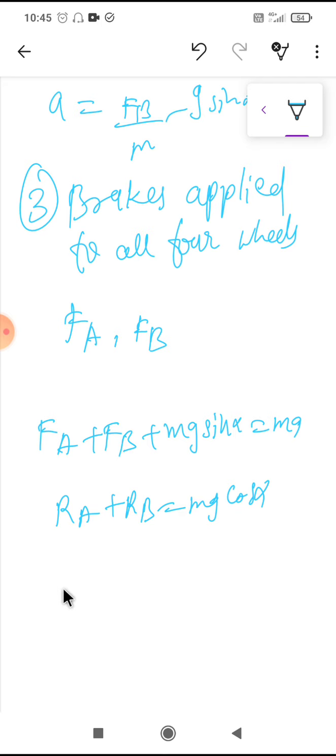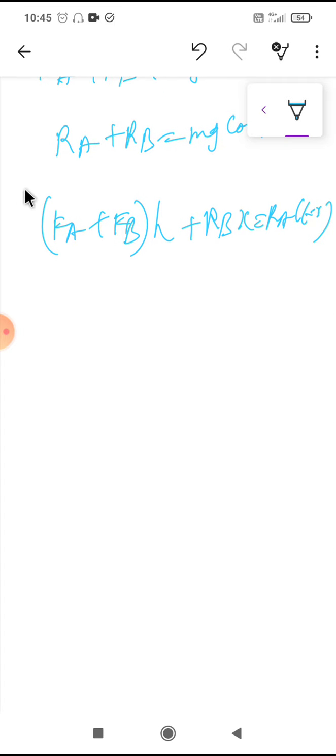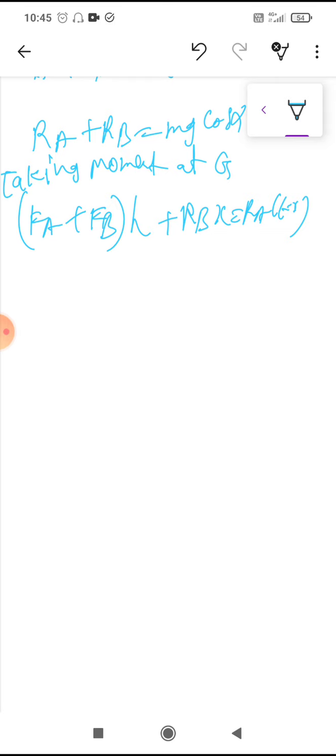Here, same case, if I take a moment at G, it will be Fa plus Fb into h plus Rb into x is equal to Ra into L minus x. So the same process we are repeating here. Taking moment at the center of gravity G, there are two forces: the friction force, at distance h, and the reaction forces Rb and Ra.